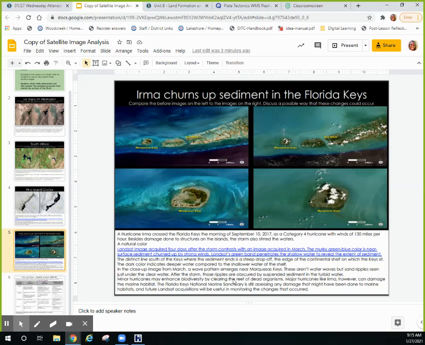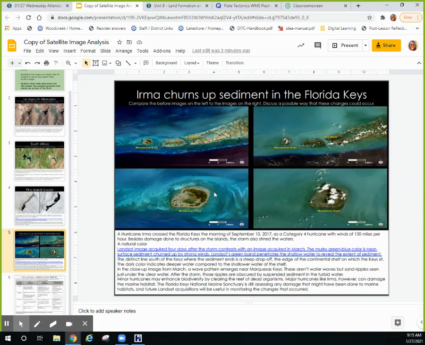After the storm, those ripples are obscured by suspended sediment. So the ocean water was still moving, and it was like it was stirring it with the sand. Minor hurricanes enhance biodiversity by clearing the reef of dead organisms, but major hurricanes like Irma can damage marine habitat. The Florida Keys National Marine Sanctuary is still assessing any damage that may have been done.